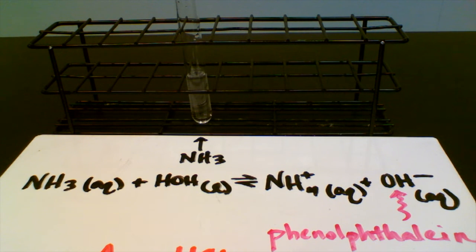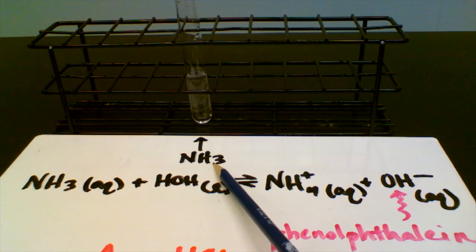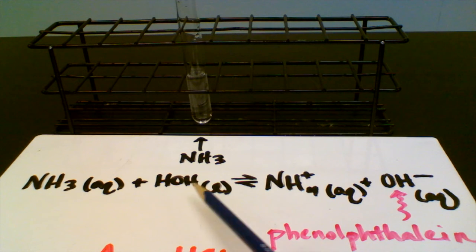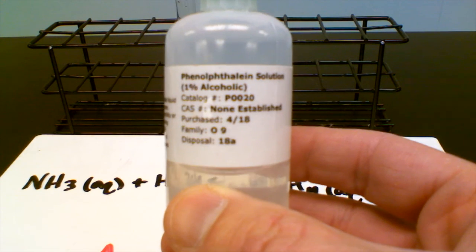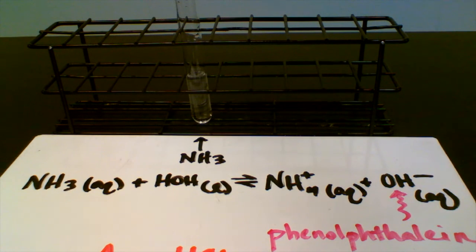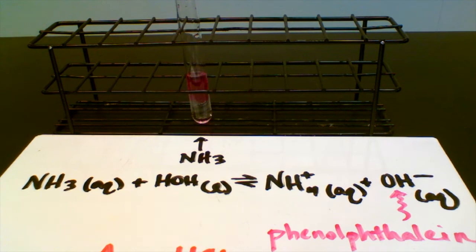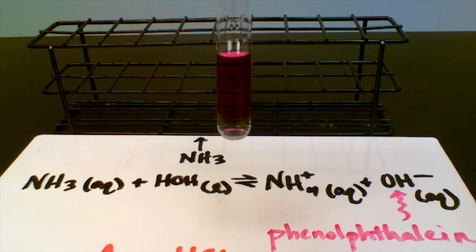In this part of the experiment, we start with simply some NH3 ammonia in this test tube. Now ammonia reacts with water to form ammonium and hydroxide. Hydroxide makes things basic, as we know, and so what we're going to do is use an indicator, phenolphthalein, to show the presence of the hydroxide, which makes the solution basic. So I'll put 1 drop of phenolphthalein in here, and you will see the color turns pink. That is the characteristic color of a base that has phenolphthalein in it.